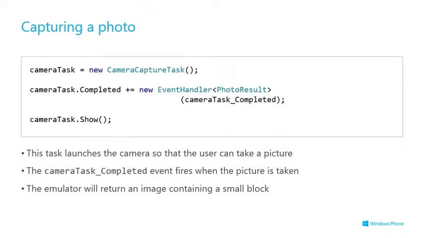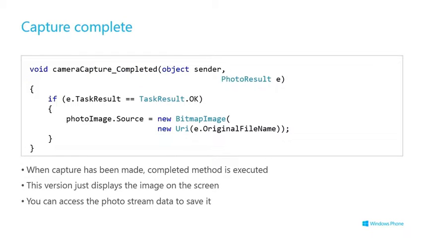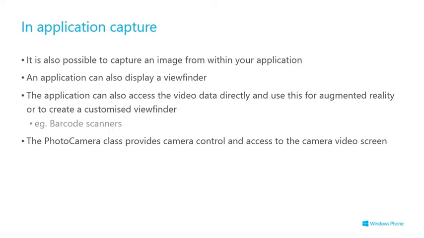So first of all, the simple one, camera capture task. It just works the same as the others, called CameraCaptureTask.Show, and we have a Completed event handler. No great surprises there. There's our event handler. You get back a photo result object, and in that you have the original file name, so you can go and get the temporary image that has been captured and do stuff with it. Here we are taking that file name, newing up a bitmap image and using that as the source for an object named photo image. That is actually just an image tag in your XAML. So that's the simple one.